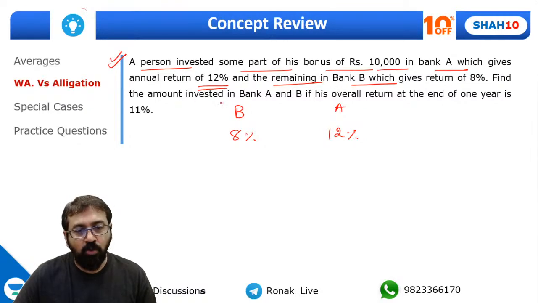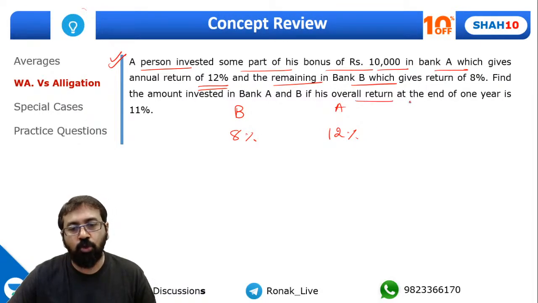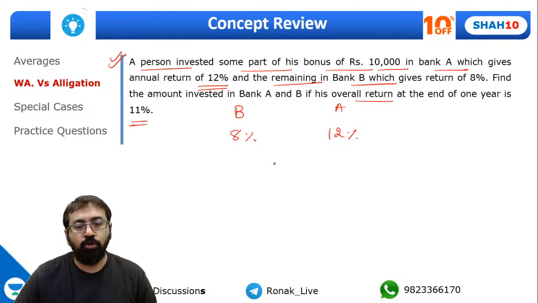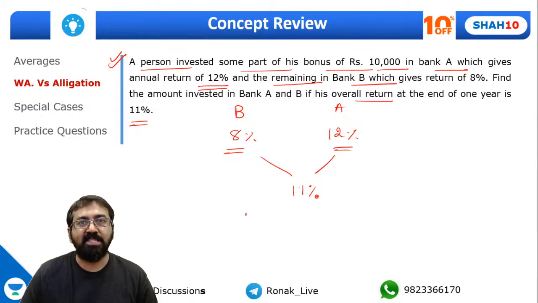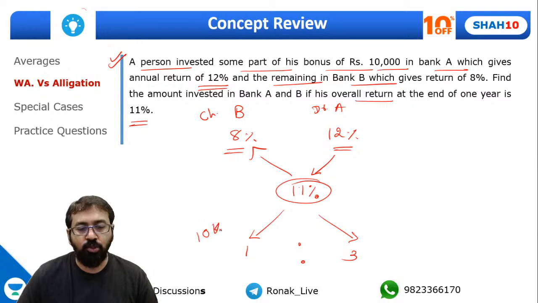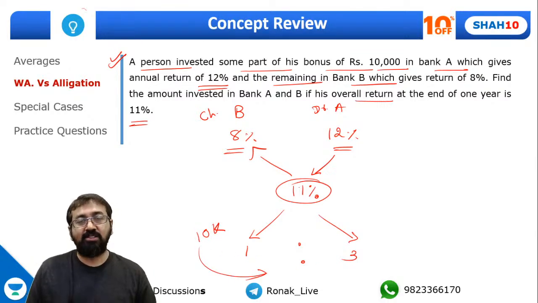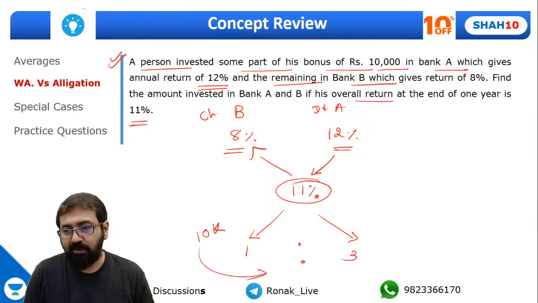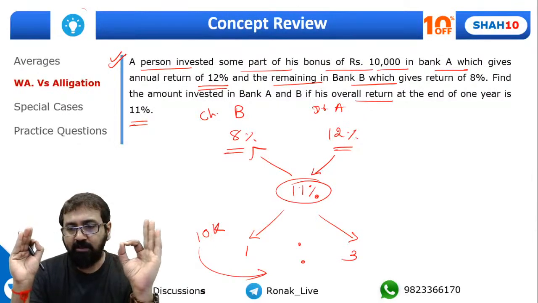And find the amount invested in bank A and B if his overall return at the end of the year is coming out to be 11%. Can I say that by investing in these two schemes, his average return is coming out to be 11%? So here also we can apply the rule of alligation. This is like my dearer ingredient, this is like my cheaper ingredient, and this is the average price. So 12 minus 11, it should be 1. 11 minus 8, it should be 3. So I must have made the investment in the ratio 1:3. Divide 10,000 in this ratio and you will get the values of investment. Are you all clear with this, everyone?